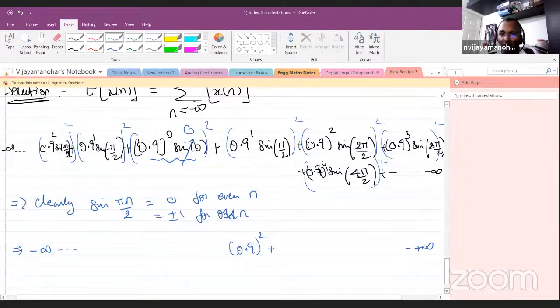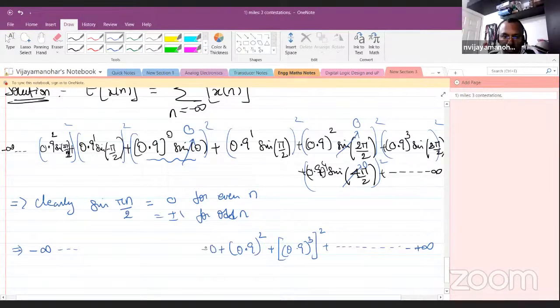Plus 2 pi, even thing goes to 0. This is 0.9 cube, and sine 3 pi by 2 will be minus 1. But minus 1, the whole square, will also become plus 1. So 0.9 cube, the whole square. Plus, like this, it will go on till infinity.